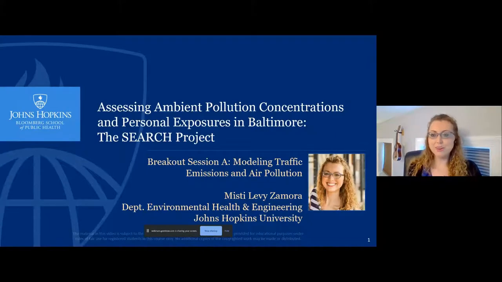So I'm sure you are all aware that traffic emissions are not emitted universally evenly through a city. So in Baltimore, Maryland, we have deployed a low-cost sensor network so that we can actually characterize the distribution of different pollutants over a city space.